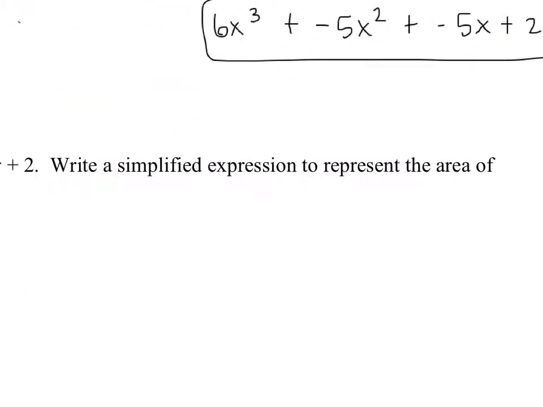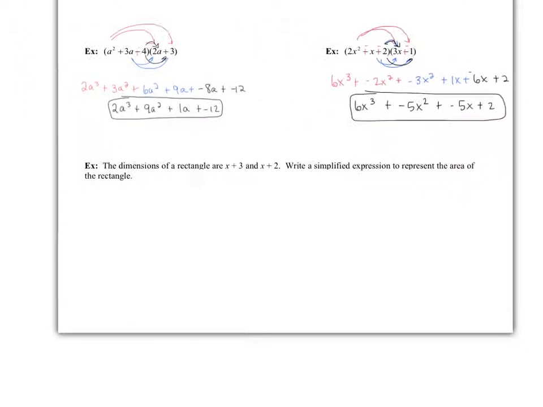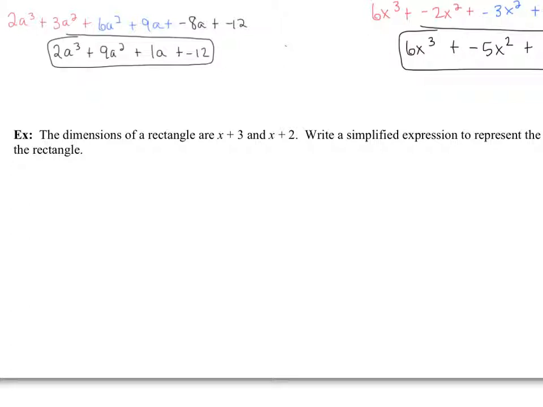So then down here we start to get into the word problem. So it says the dimensions of a rectangle are x plus 3 and x plus 2. If it's easier, usually with shapes, you can just draw it. And then it says write a simplified expression. So first of all, we want it to be simplified when we're done, which means do anything that you can do. Expression, we're not going to have an equal sign.